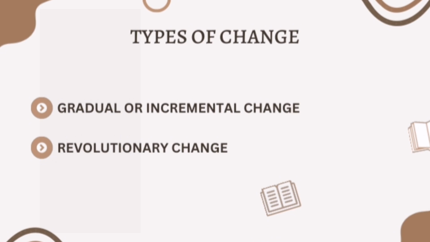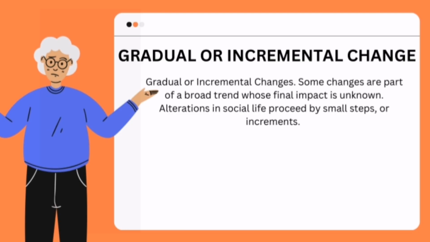In this part, we need to discuss the two types of change. And these are gradual or incremental change and revolutionary change. Gradual or incremental change. Some changes are part of a broad trend whose final impact is unknown. Alterations in social life proceed by small steps or increments.